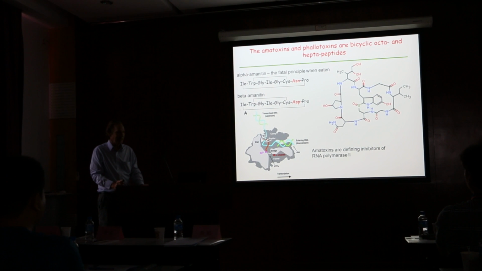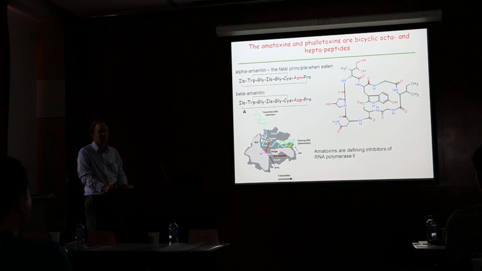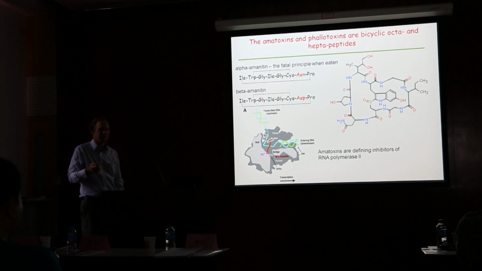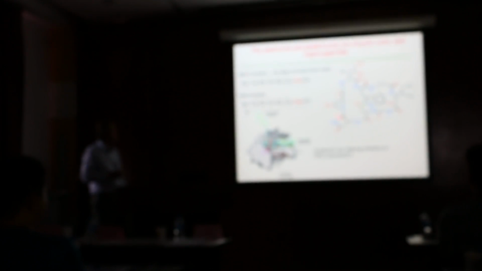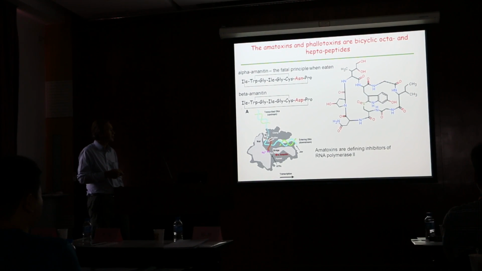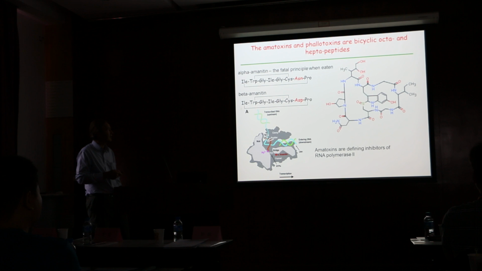So first, a little bit about the toxins that are made by Amanita mushrooms, which I'm sure is familiar to many people here. Alpha-amanitin is a bicyclic octapeptide. It has 8 amino acids in the ring, and then a cross bridge between tryptophan and cysteine. In addition to the 8 amino acids, there are several hydroxylations, modifications.